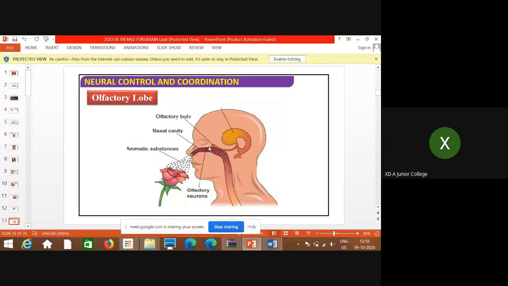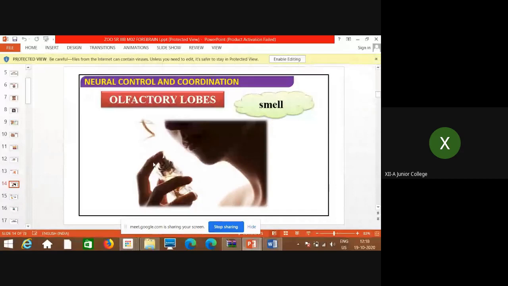Here is the nasal chamber. You know the function of the nasal chamber or nose, the main part, is sensing aroma, fragrance, or smell. Here olfactory neurons are present, which help to sense the aroma. So what is the role of the olfactory bulbs? To understand the aromatic substances. Olfactory lobes are related to getting the aroma, that is, the smell.